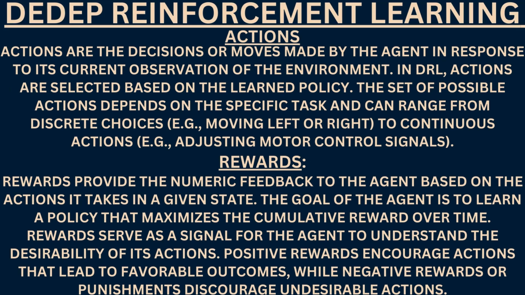Actions. Actions are the decisions or moves made by the agent in response to its current observation of the environment. In DRL, actions are selected based on the learned policy. The set of possible actions depends on the specific task and can range from discrete choices, that is moving left or right, to continuous actions, that is adjusting motor control signals.